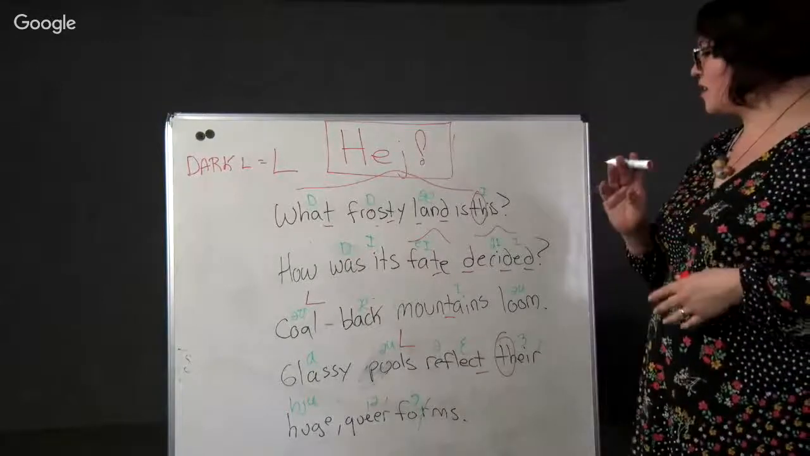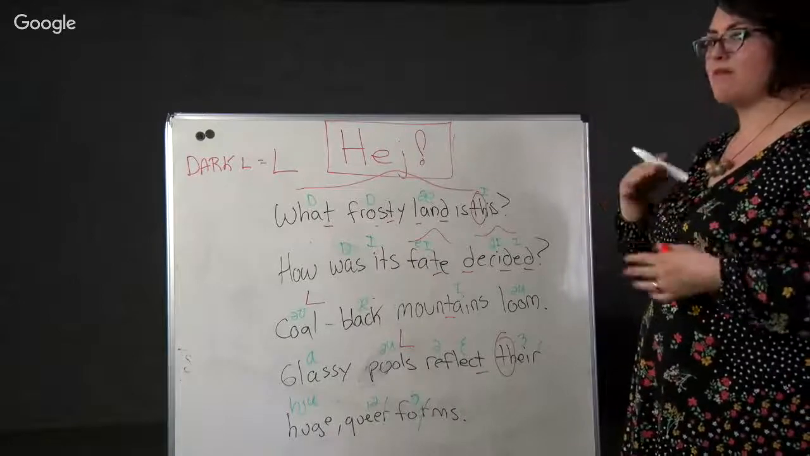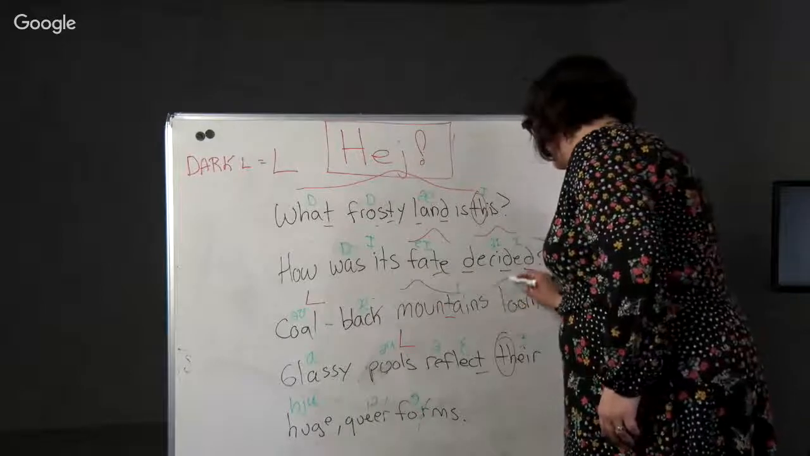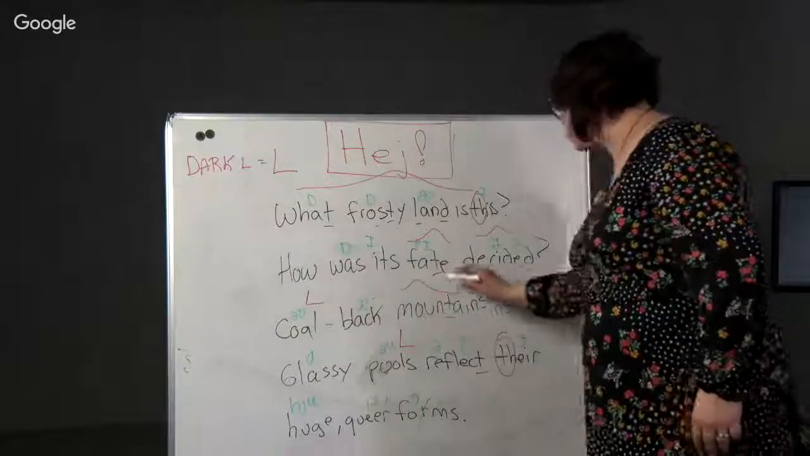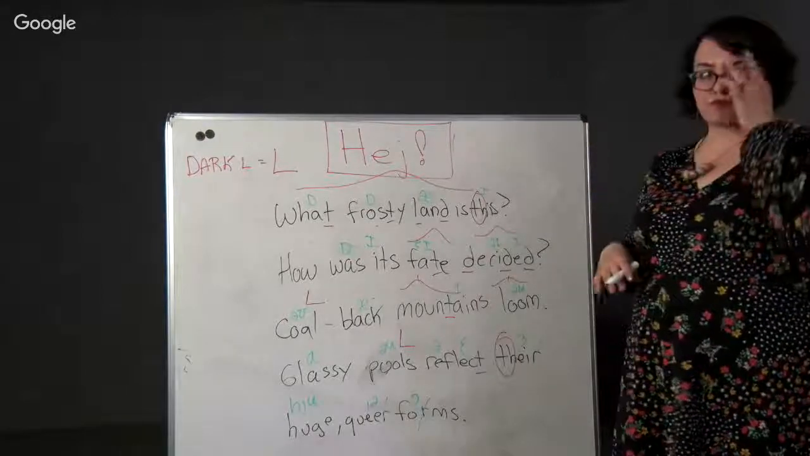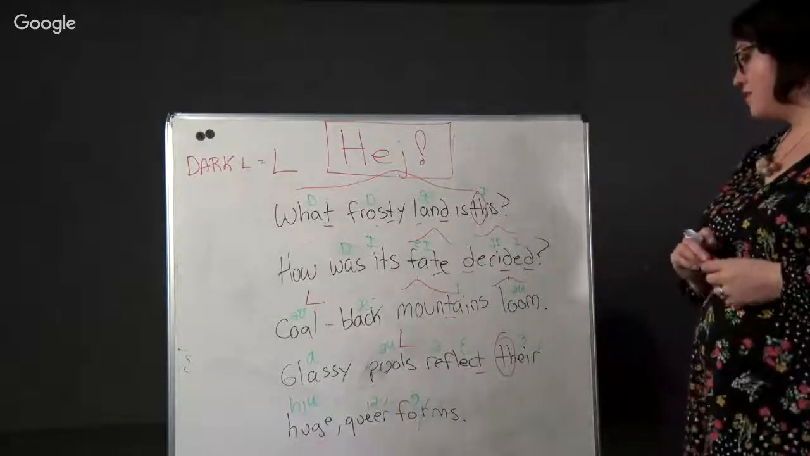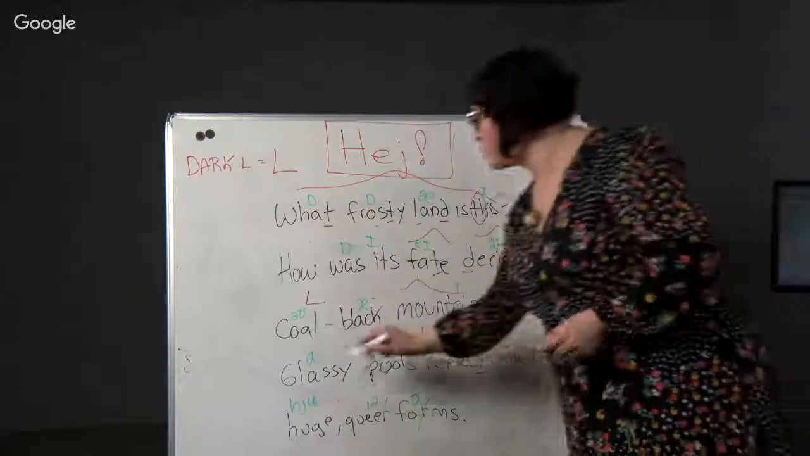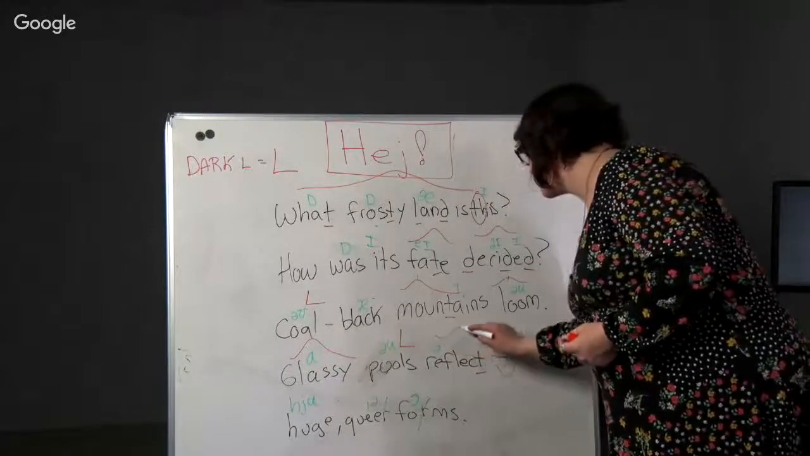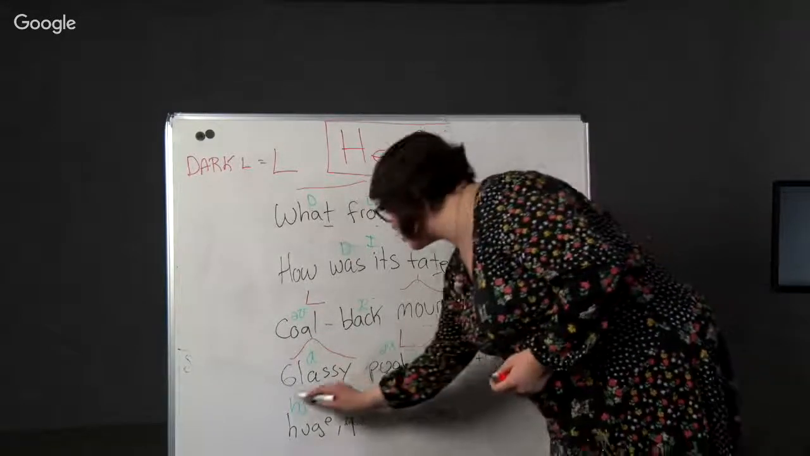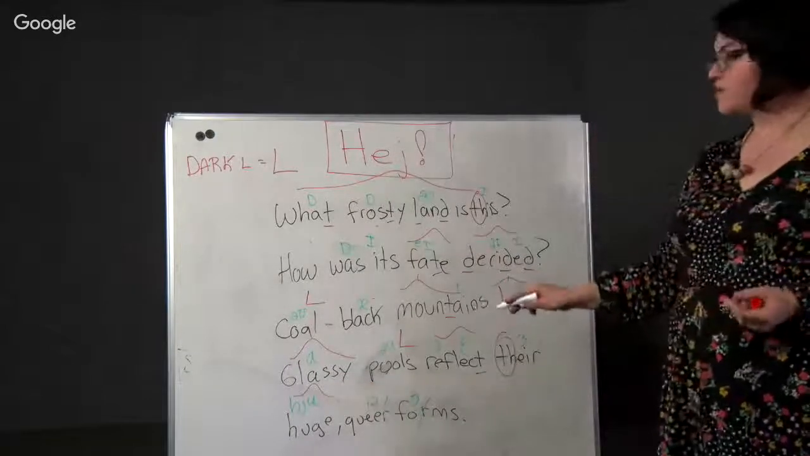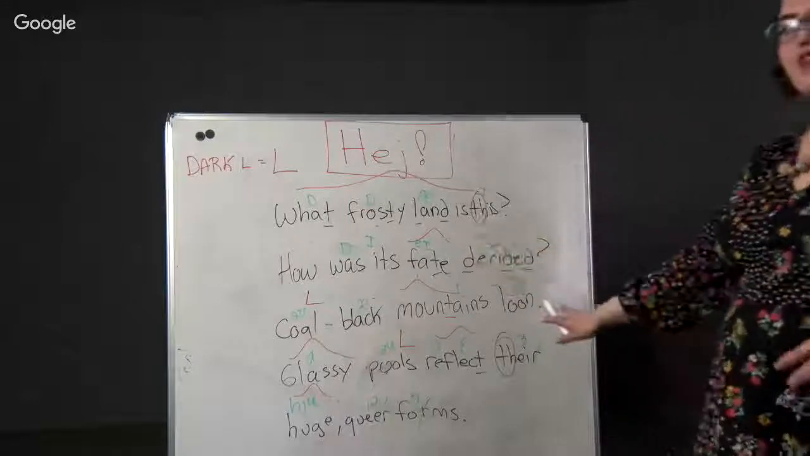So, coal black mountains loom. Let's make this higher up than this one. Okay, coal black mountains loom. And now we can go up here. Glassy pools reflect the huge queer forms. We'll just do that much. Minimal is better. Try that.